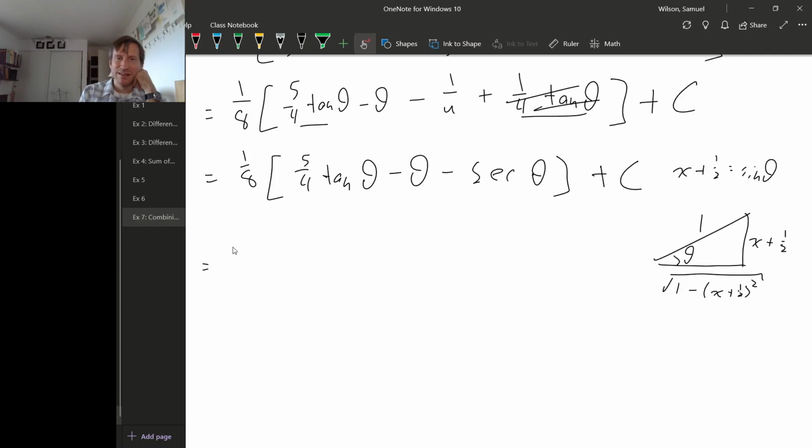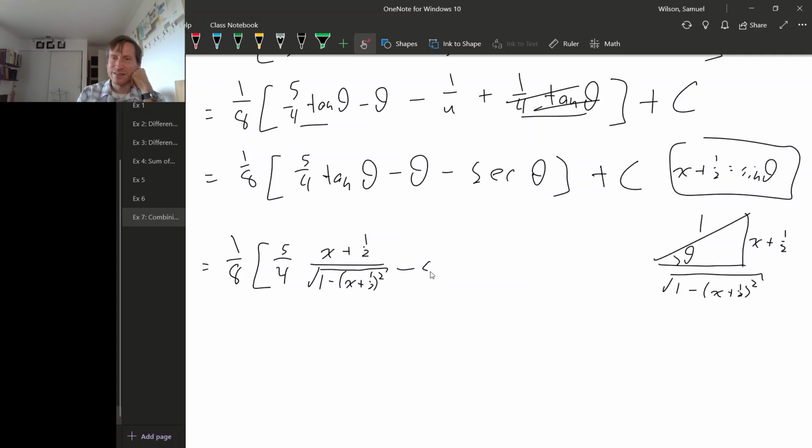So 1/8 times 5 over 4 times tangent, which is opposite over adjacent, so (x plus a half) over the square root of 1 minus (x plus a half) squared, minus theta, which we just have to solve our substitution equation for, so that's inverse sine of (x plus a half), minus secant theta, which is hypotenuse over adjacent, so 1 over the square root of 1 minus (x plus a half) squared.